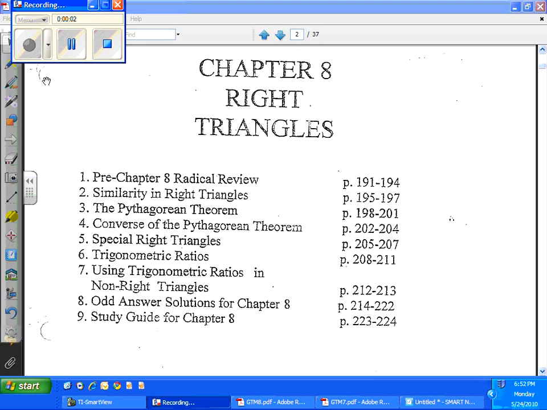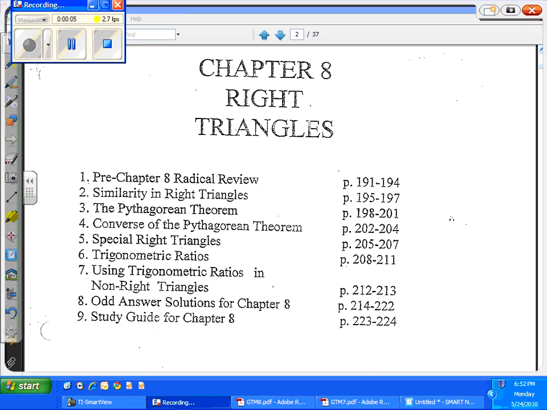Chapter 8 is right triangles, and we're going to begin with a pre-chapter 8 radical review. Now, remember radicals were like square root and cube root, and we studied those in the Algebra 1 text on page 15 and 16, and then again on page 246 to 250 something.